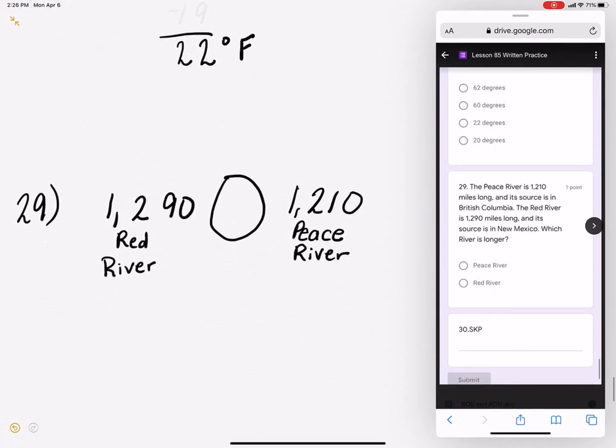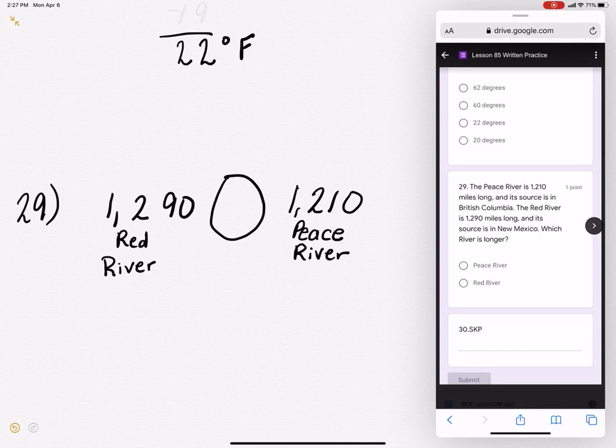29, they give you all kinds of information that isn't really necessary. The Peace River is 1,210 miles long, and its source is in British Columbia. You don't need to know that. The Red River is 1,290 miles long, and its source is in New Mexico. Which river is longer? We're just comparing these two numbers, and they want you to give the answer in words.